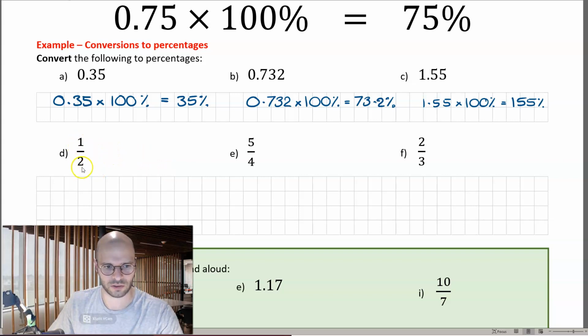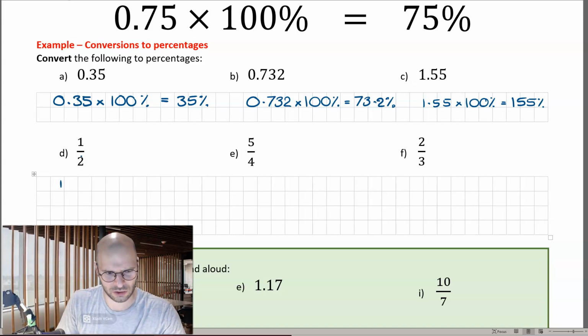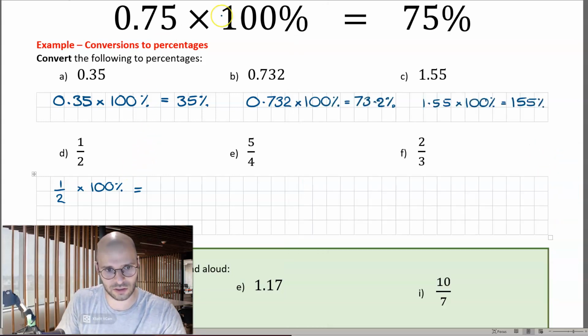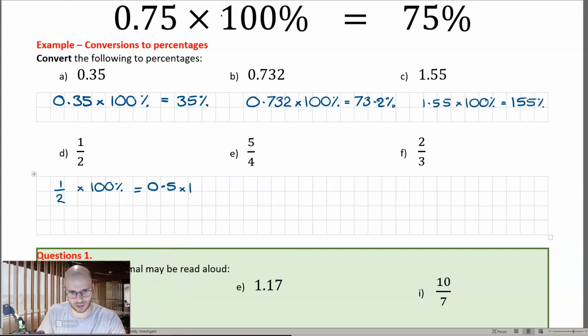Next, we turn our attention to something slightly more vexing. We have 1/2. The difference here being is up here we had decimals, now we've got fractions. What we're going to do is firstly convert this into a decimal. So I'll say 1/2 times 100%. And that's going to convert into, up we come to the calculator, 1/2 equals 0.5. So I go over and I write 0.5 times the 100%.